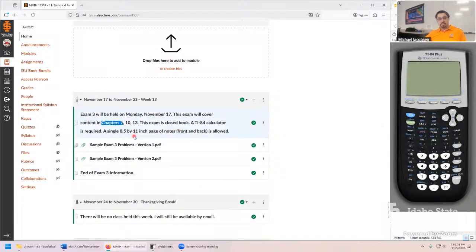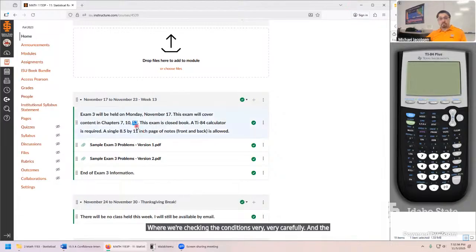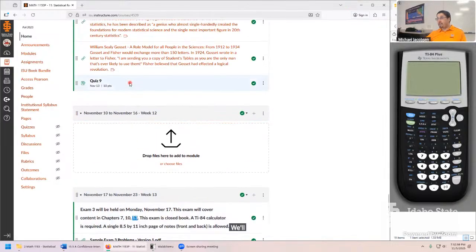It'll be chapter 7. This is the regression analysis problem, where you're using the least squares regression line to make observations and predictions and so on. Chapter 10 is all about statistics versus parameter, observational studies versus designed experiments. And for chapter 13, there's really going to be two problems. The first problem is like section 13.2, where we're checking the conditions very, very carefully. And the second problem in chapter 13 will be like quiz number 9, where we're mainly focusing on doing the whole confidence interval and giving a strong conclusion.